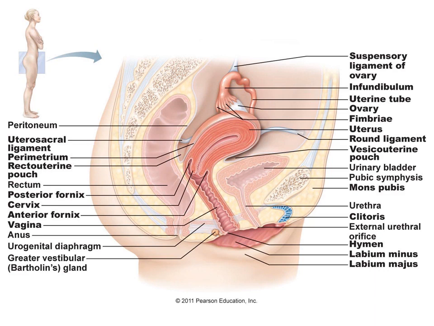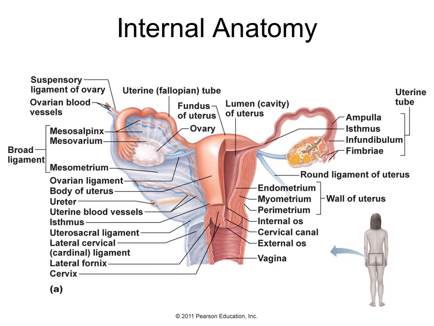So from the anterior or the front, the three openings in the female are going to be the urethra, then the vagina, and then the anus. From a side view, looking at, once again, the internal anatomy, you have two ovaries. They are held in place by ligaments. The uterus, the ovaries, and the uterine tubes are all helped and secured in place by the various ligaments.